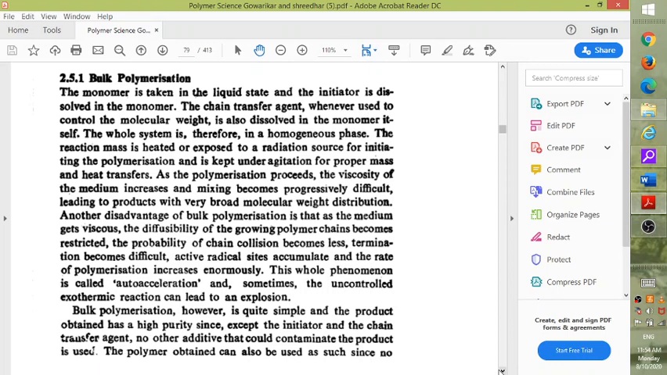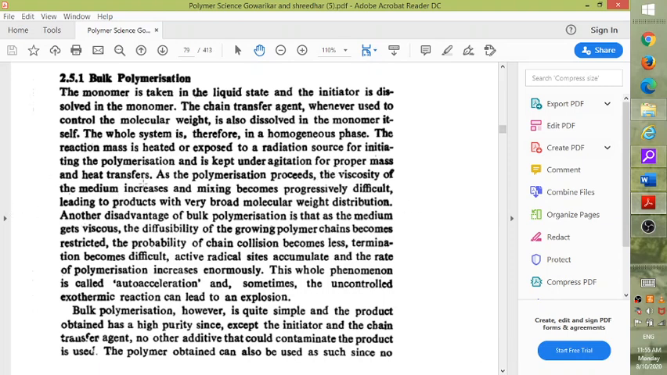The whole system is therefore in a homogeneous phase. You know, homogeneous phase is when everything is in one phase, like complete solid or complete liquid. Here in this case it is liquid. The whole system is therefore in a homogeneous phase. The reaction mass is heated or exposed to a radiation source for initiating the polymerization and is kept under agitation for proper mass and heat transfer.